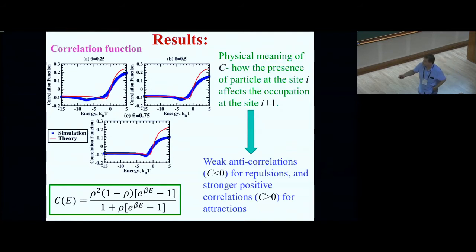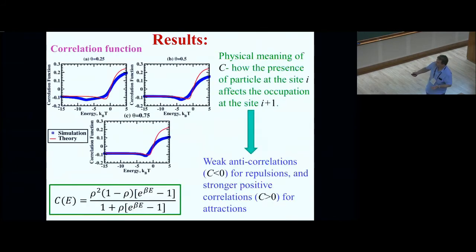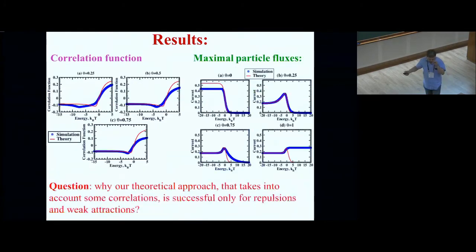So in our case, this is our simulations in the blue symbols, and the theory is the red line here. What you can see is that for repulsions there is an anti-correlation, but relatively weak, about minus 0.1. And then when the sign of interaction changes, you go to much stronger correlations. So in other words, we have a much stronger interaction for attraction and weak interaction for repulsion here. This is the question that I asked, which was surprising for us: why does my theoretical approach, which takes into account some correlation, work better for repulsions than for attractions?